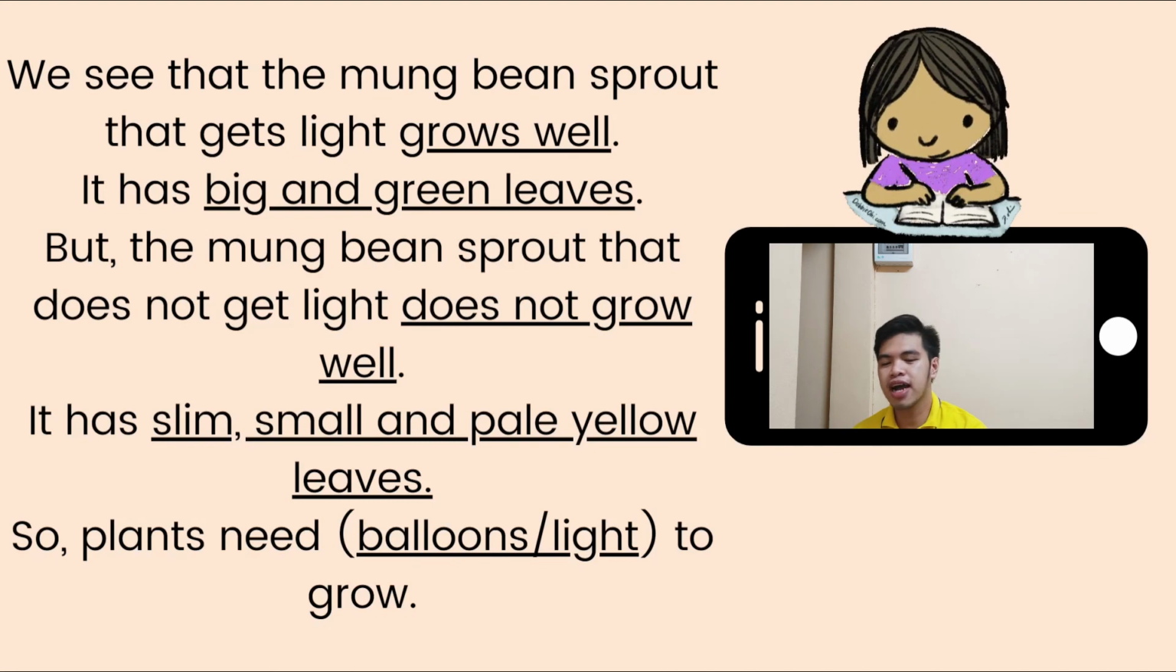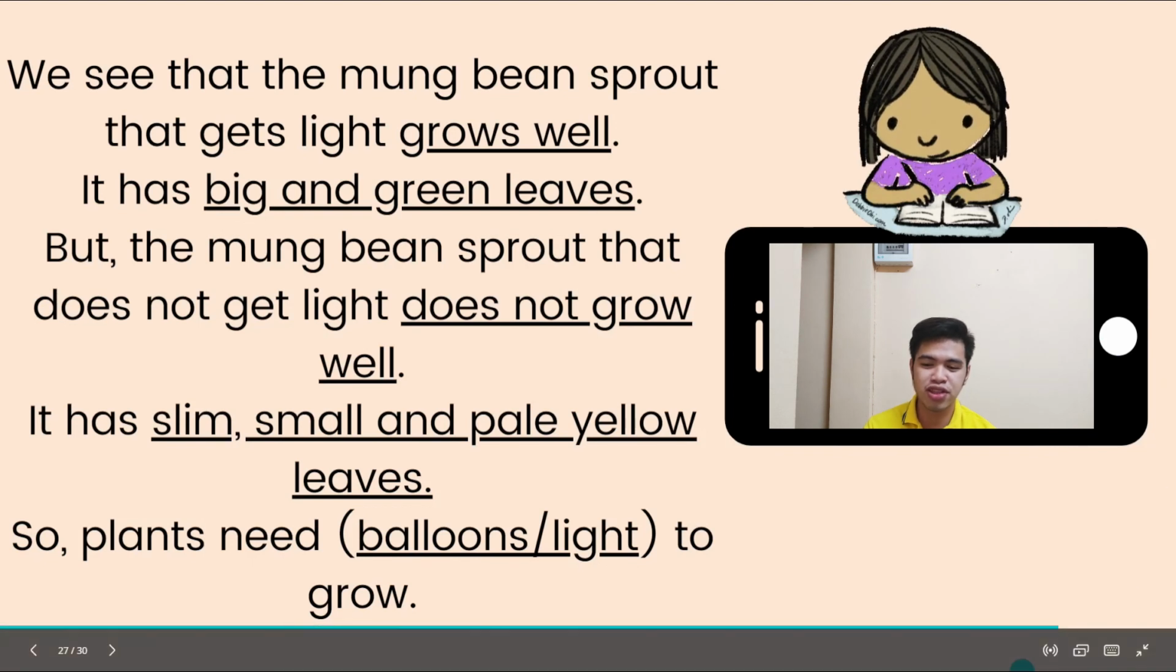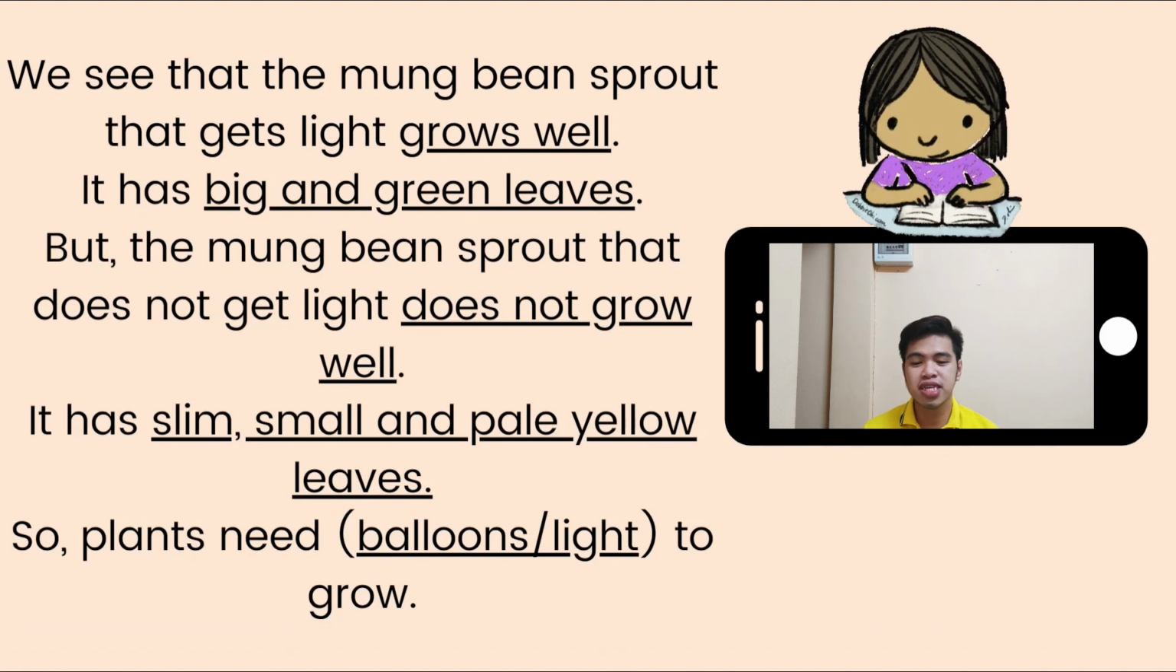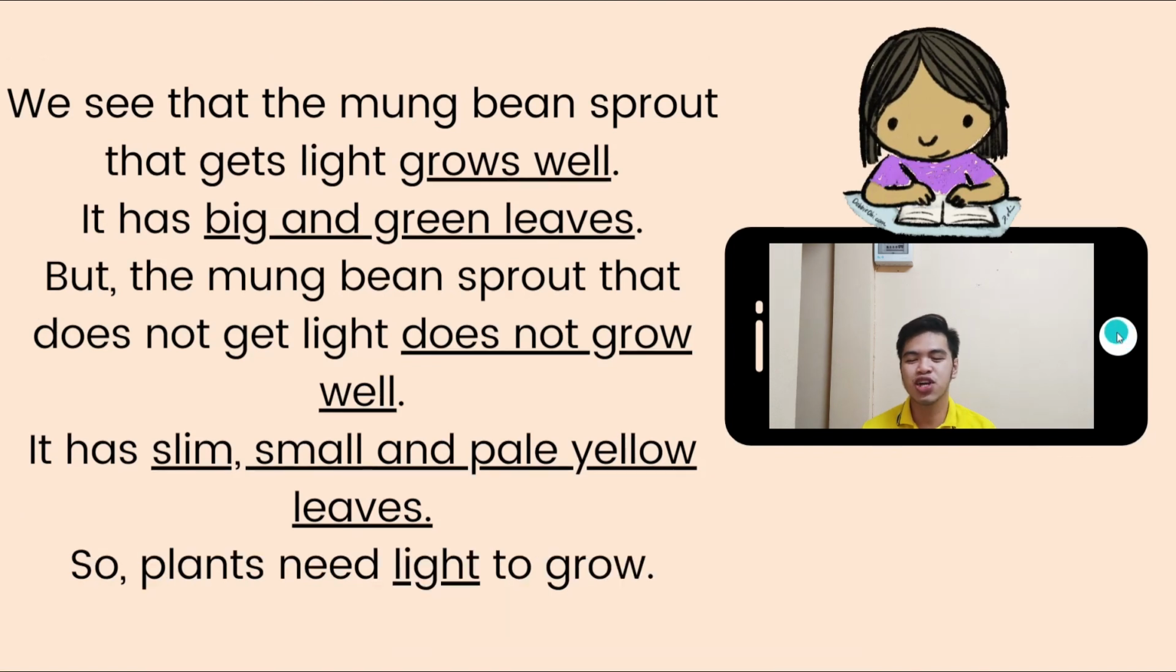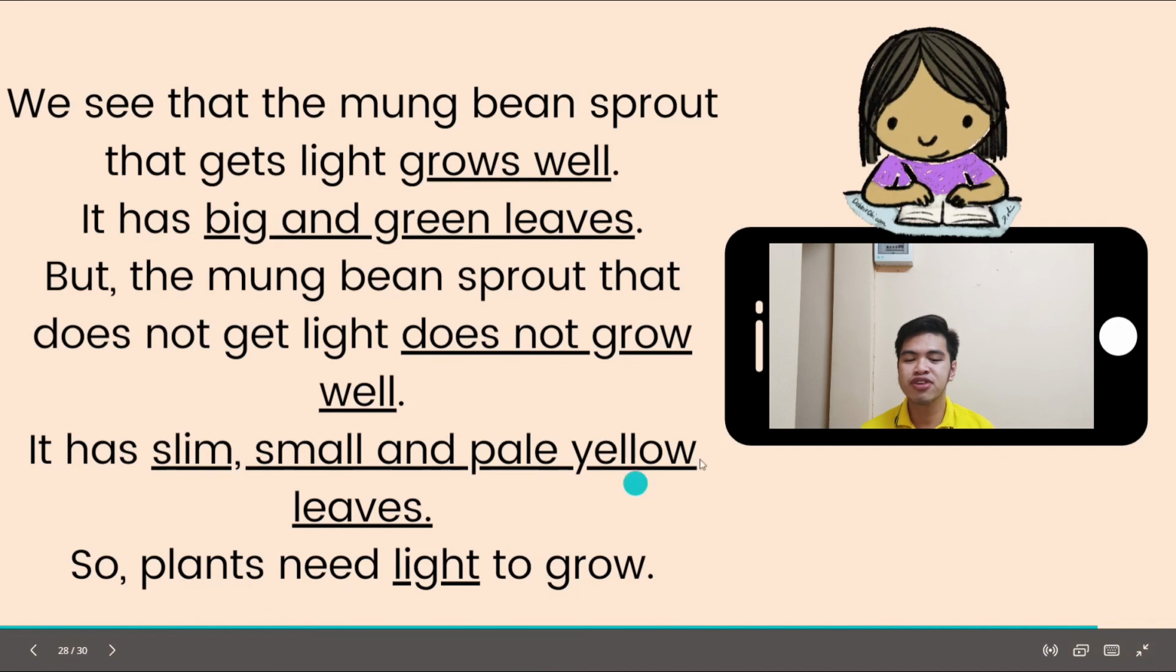So next part, we're going to have our conclusion. Plants need blank to grow. So what do you think plants need in order to grow? Is it A, balloons, or B, light? Alright, of course, it's going to be light. Plants need light in order to live and grow.